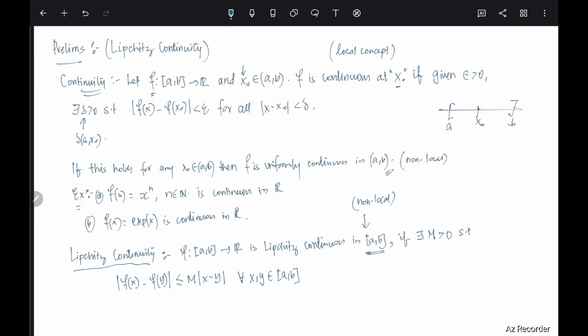It depends on whatever the interval is defined, right? If you have an m greater than 0, if you have a uniform bound m, right? This is a uniform bound, and this m should work for all x, y in the interval. So basically, this m will help you to actually control f in the whole interval. Is this clear? Okay, right.